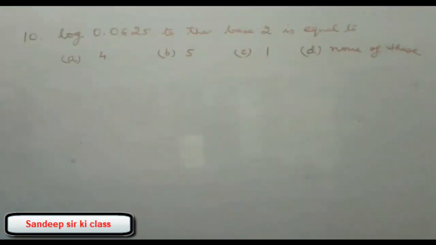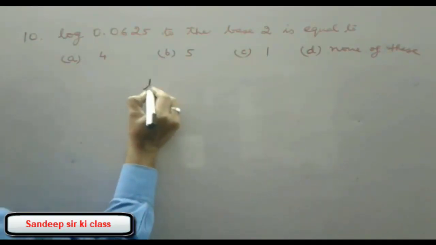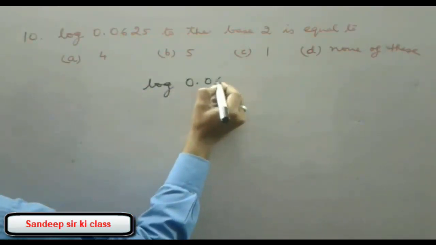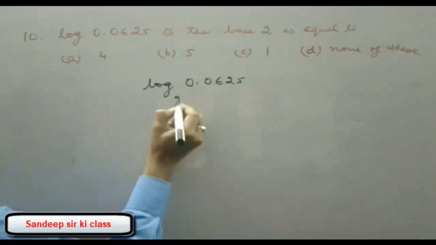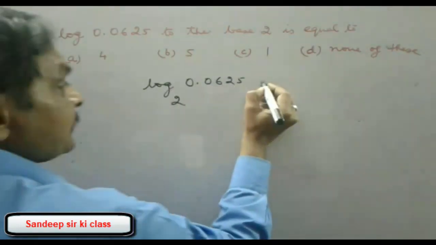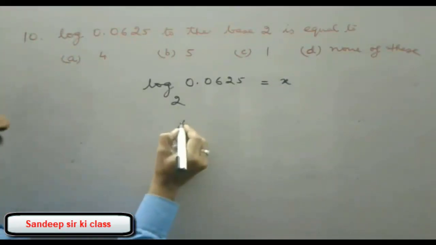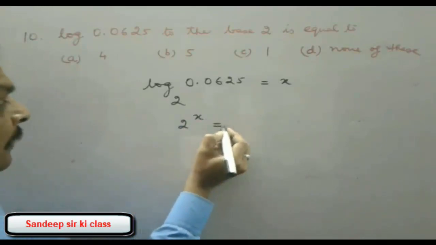Question number 10 is log of 0.0625 to the base 2 is equal to. Options given are 4, 5, 1 and D option is none of these. Now we are to find here the value of log 0.0625 to the base 2. We take this value as x. So we are to find the value of x here. Now with the definition of log, 2 raised to the power x is 0.0625.